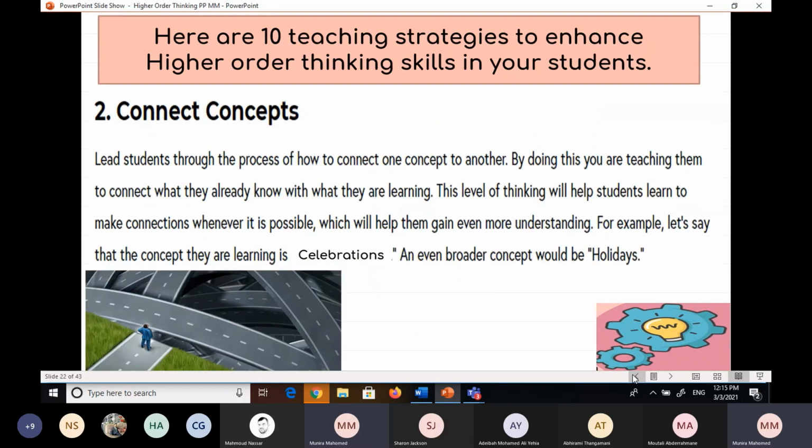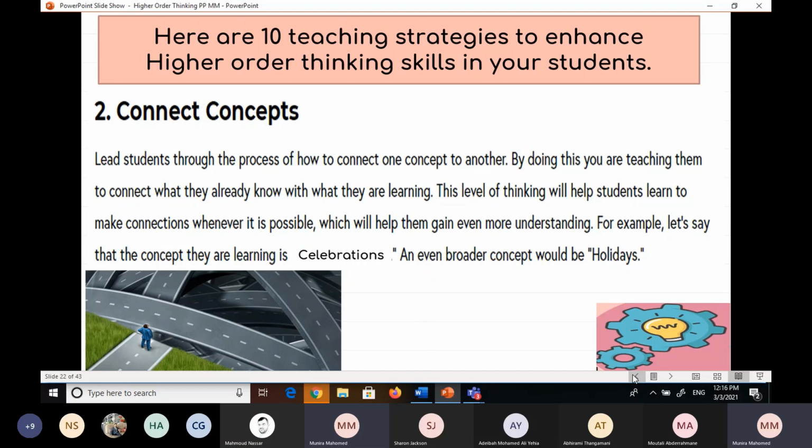Connect concepts. Now, sometimes it's easy and sometimes it's difficult to connect one concept to another, right? When we are doing our teaching in class, we try to associate two or more different subjects so that they are allowed to connect with these. This level of thinking actually helps them to make other connections wherever possible. And this makes them gain more understanding.